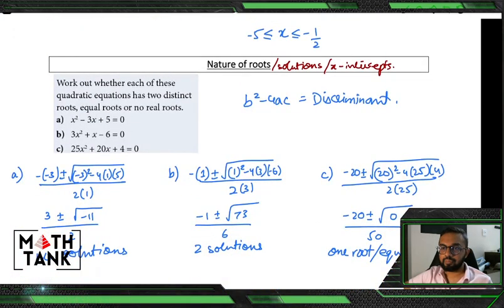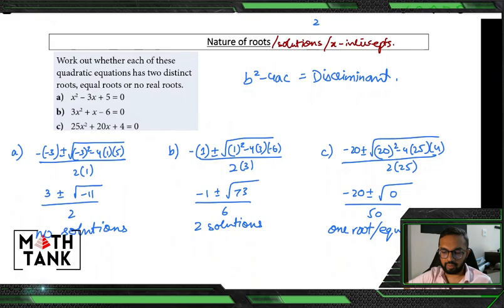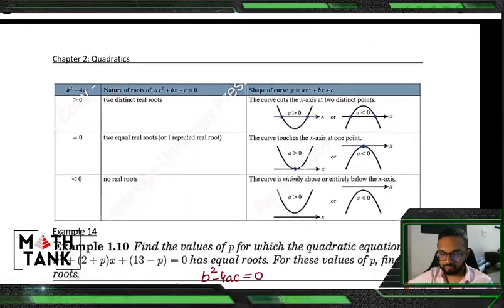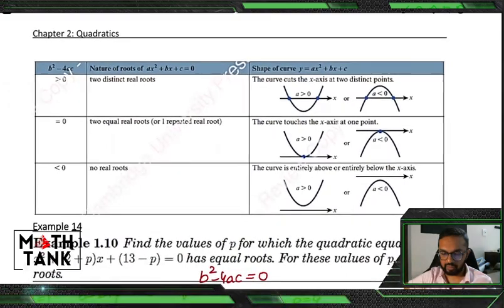Then the next part of the topic is nature of roots, solutions or x-intercepts. You must have studied b squared minus 4ac, which is called the discriminant. The discriminant tells you how many x-intercepts or roots there would be. Roots are for equations; x-intercepts are in the form of a graph. So this is a summary of b squared minus 4ac.